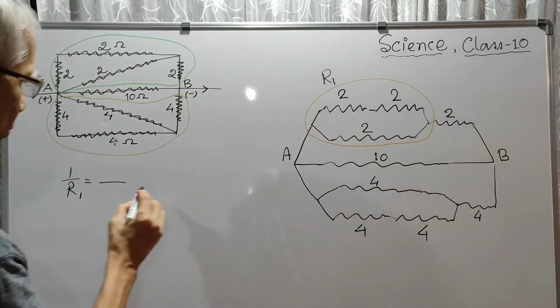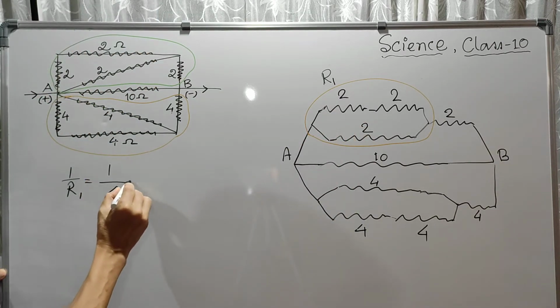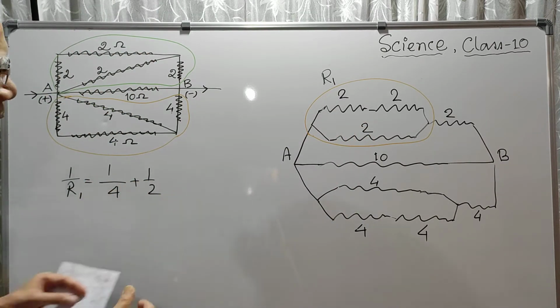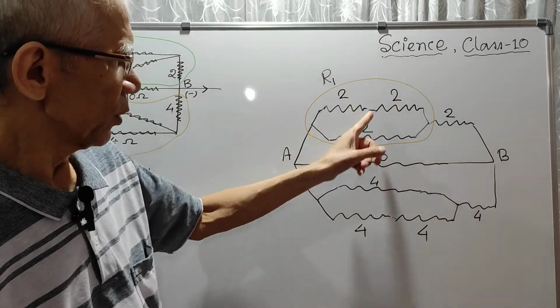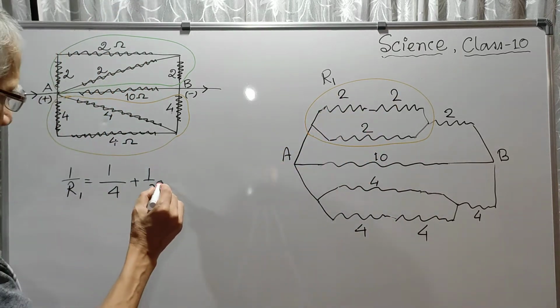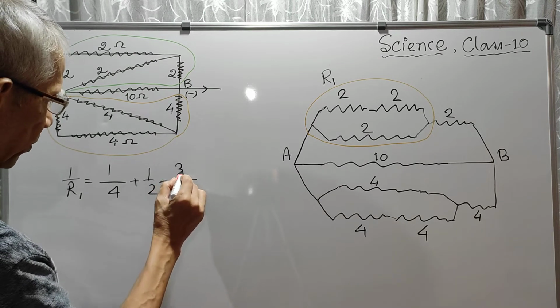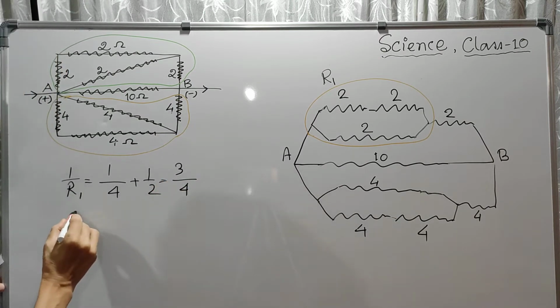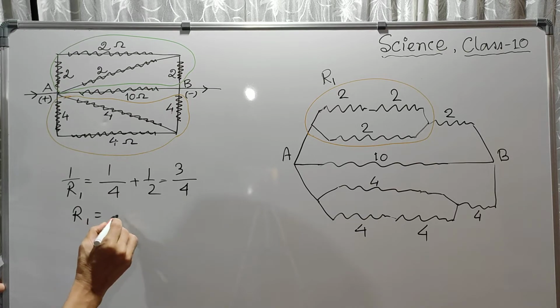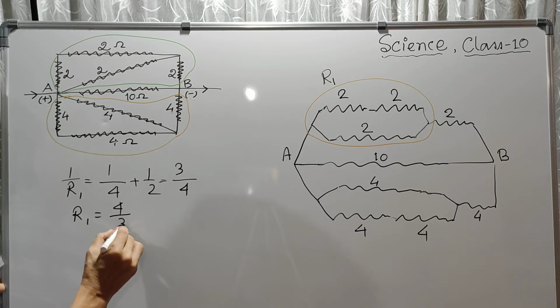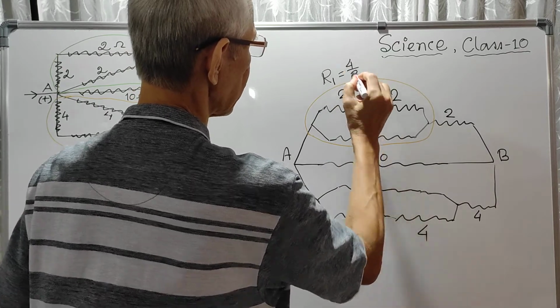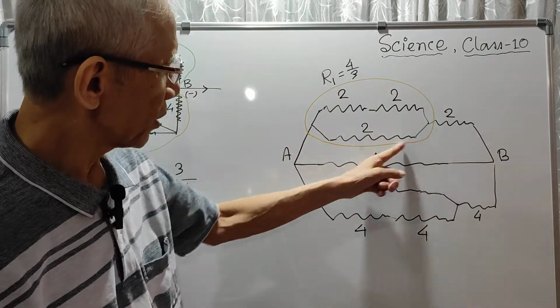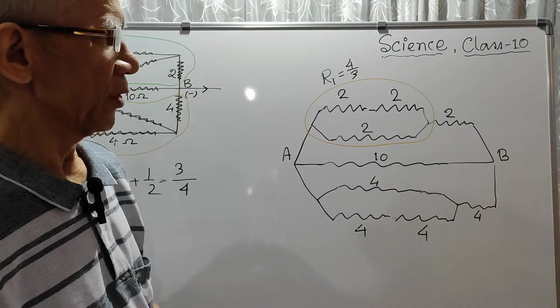1 by 4 plus 1 by 2. This 2 plus 2 is 4, because they are in series. So this is 4, this is 2, in parallel. So 1 by 4 plus 1 by 2 means you will get 3 by 4. Therefore, R1 equal to 4 by 3. So this part's equivalent resistance is 4 by 3.